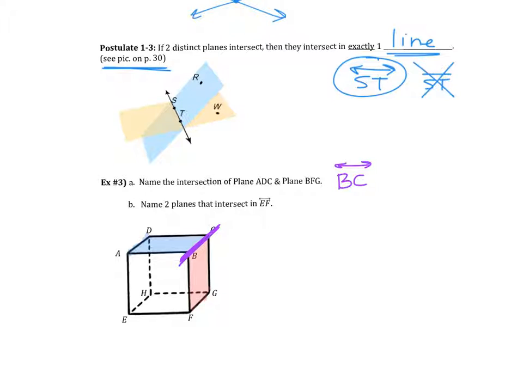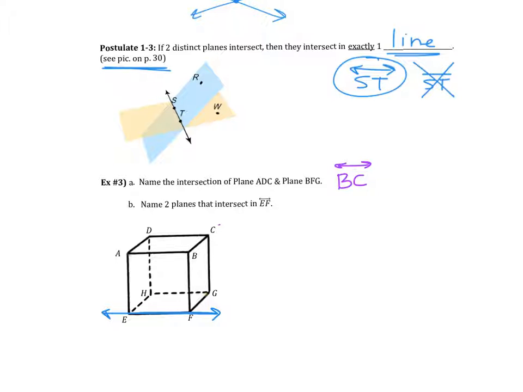All right, then we're going to ditch this. It says name two planes that intersect in EF. If you look at your picture right now, EF is here. Can you tell me two planes that are meeting up at that line? Which two? ABE and GHE, yes. So there are lots of ways to name a plane, right?